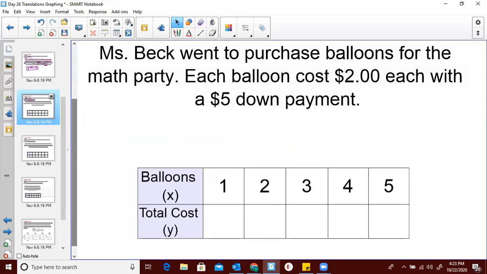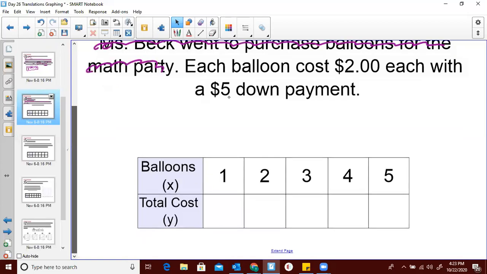All right, so first of all, I'll be honest with you. I don't really care who went to go buy balloons. Sorry, Miss Beck, you're awesome. And I don't really care what the party's for. All right, all I care about is how much each balloon costs and this down payment. So you see here that we have an X and we have a Y.